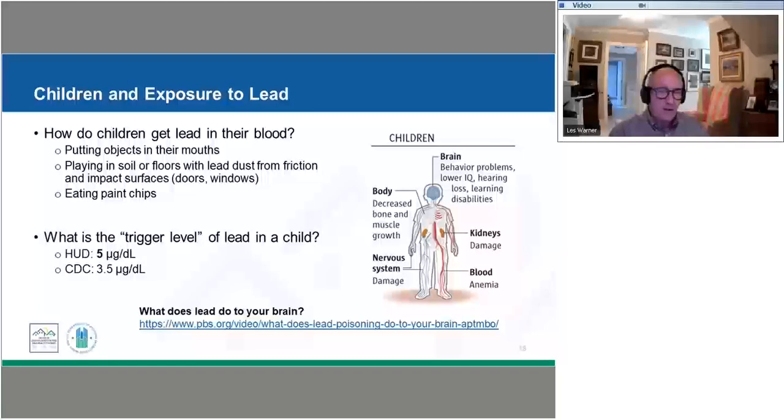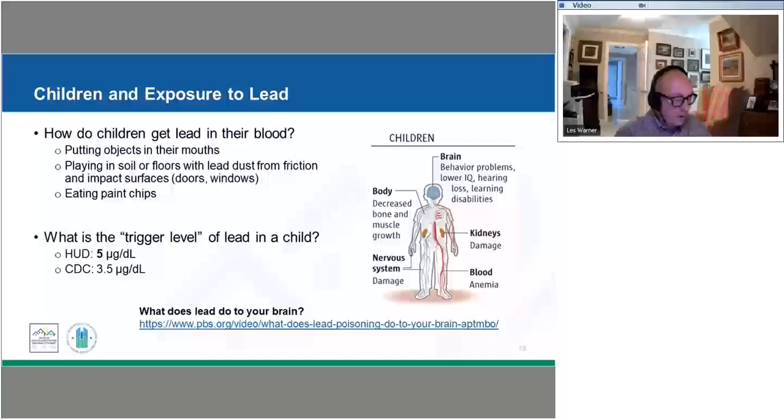So the impact on children is that it can impact the development of their brain. And so lower IQ, and it could be causing things like hearing loss or other disabilities. It could have an impact on the proper development of their body, including bone and muscle structure, but also damaging organs, causing things like anemia for the child. So when we talk about what the trigger level is for lead in a child, we're talking about 5 micrograms of lead per deciliter of blood.